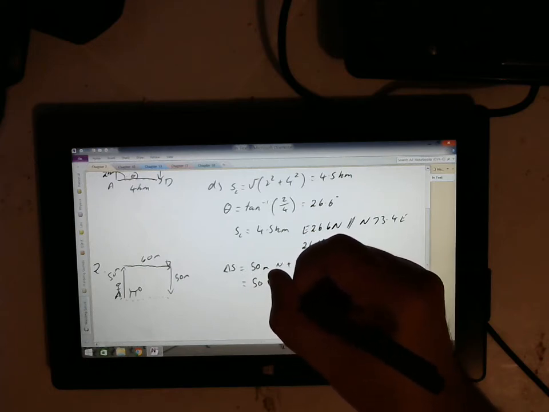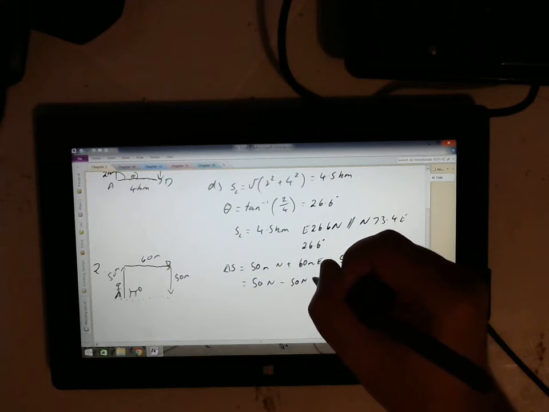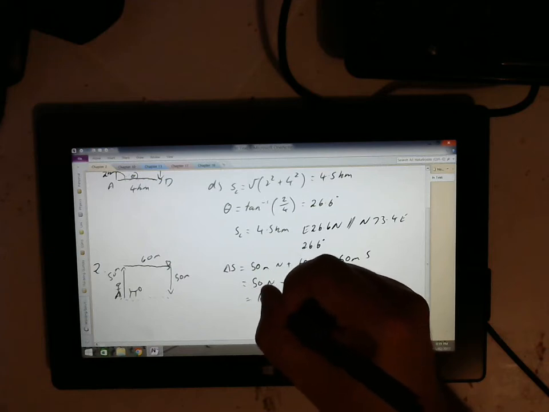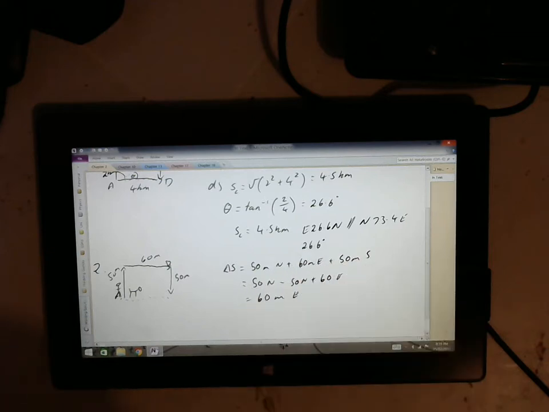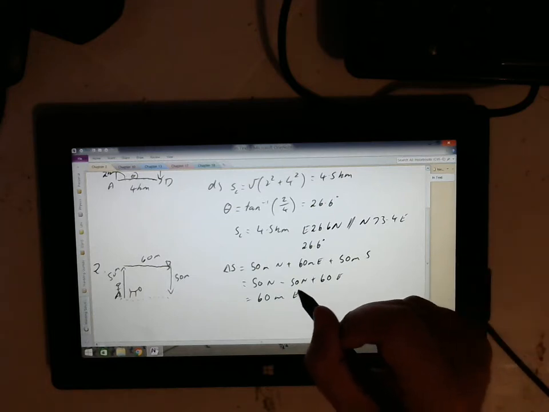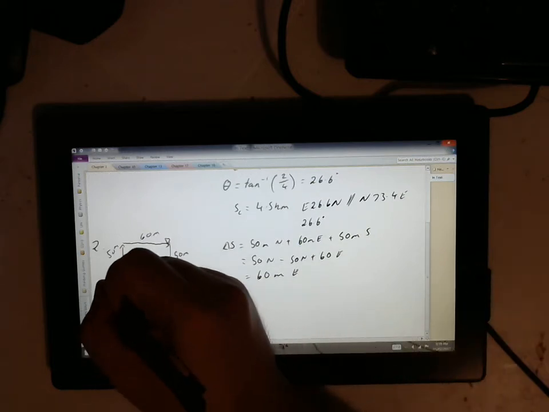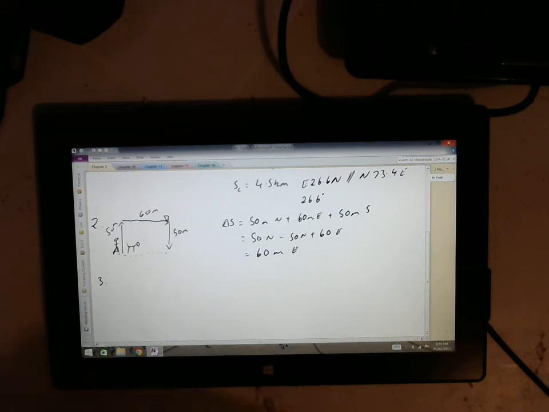So 50 north minus 50 north plus 60 east equals 60 meters to the east. Alright, and so there we go. The dog has gone 60 meters to the east. That direction is the very important bit. Note the distance in this case would be 160 meters. You'll always find distance is greater than displacement.